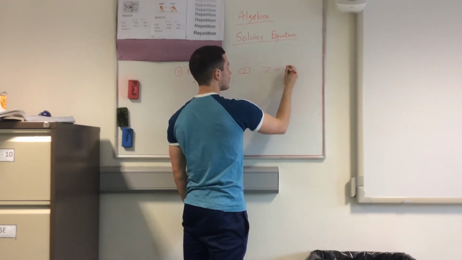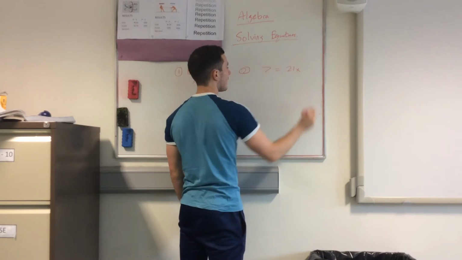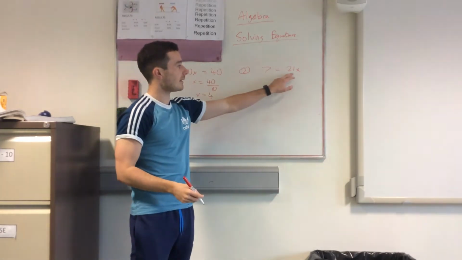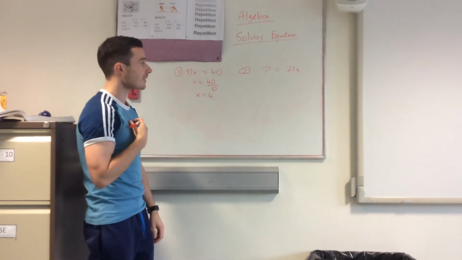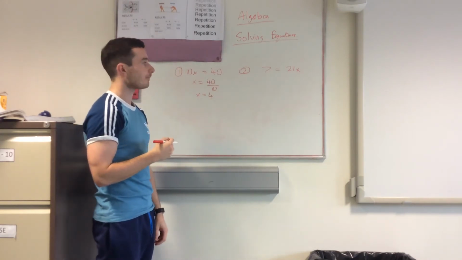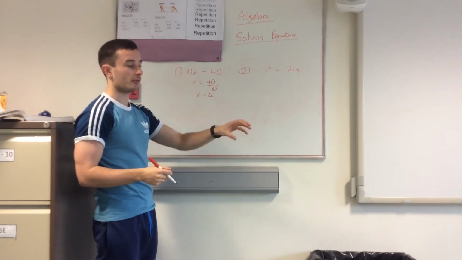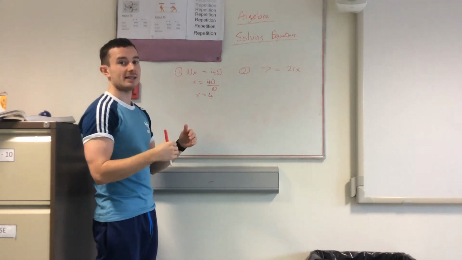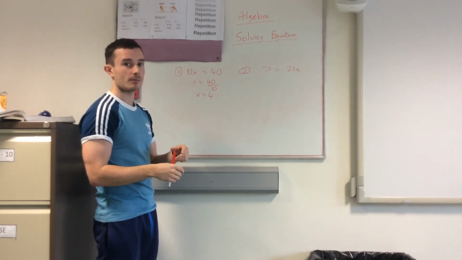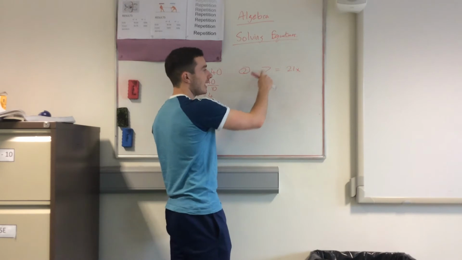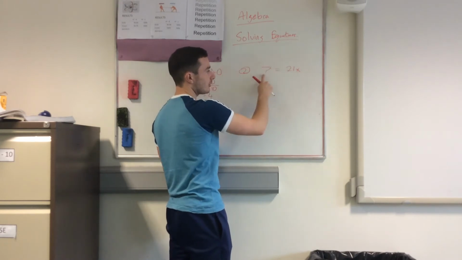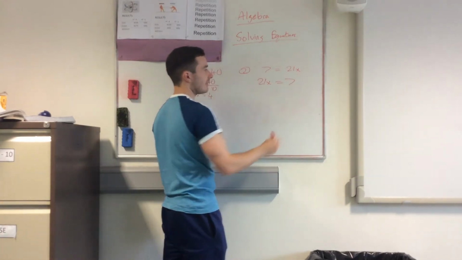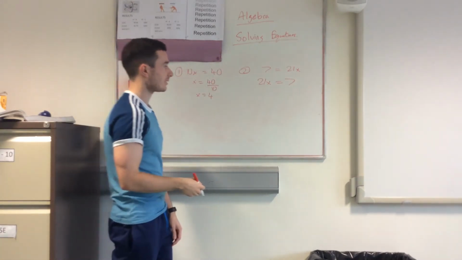Number 2. 7 equals 21x. Now, this is optional, alright? The difference between this question and the last is that my x is now on the right hand side. Personally, I like to work with my x's on the left hand side. If you move everything from the right to the left and everything from the left to the right, all the changing signs would cancel out with each other, so I don't have to worry about changing signs. So 21x equals 7 is exactly the same thing as 7 equals 21x.